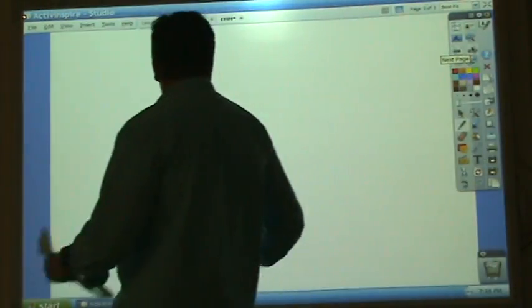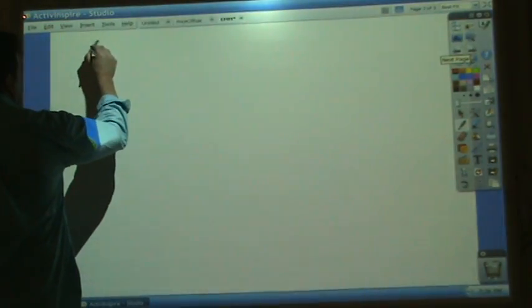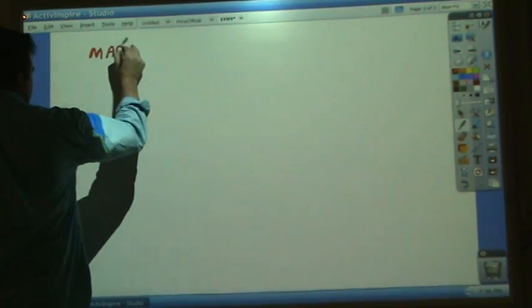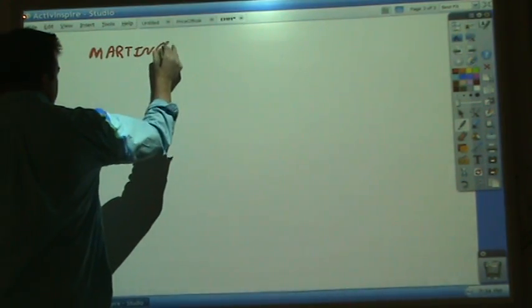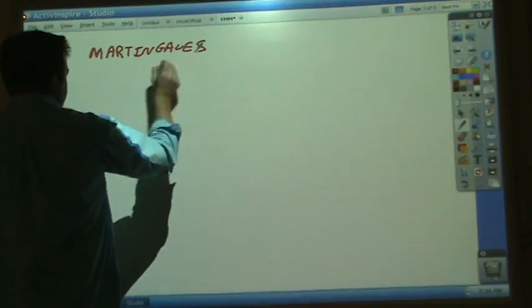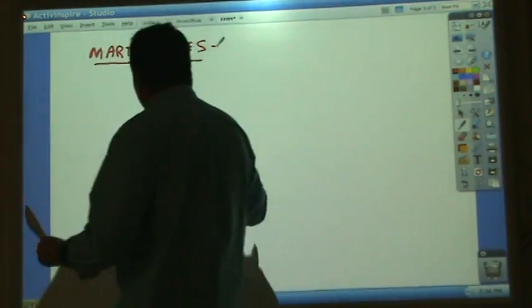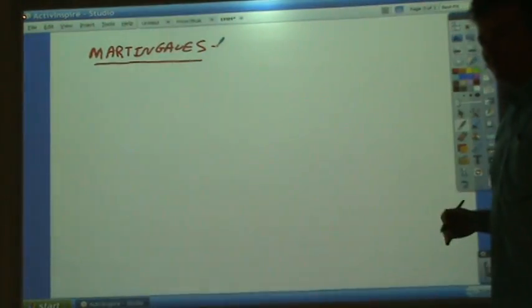Okay. So now, back to another topic we've hit in the past, which is martingales. Okay, so remember what a martingale was? Like, loosely defined, what a martingale was?